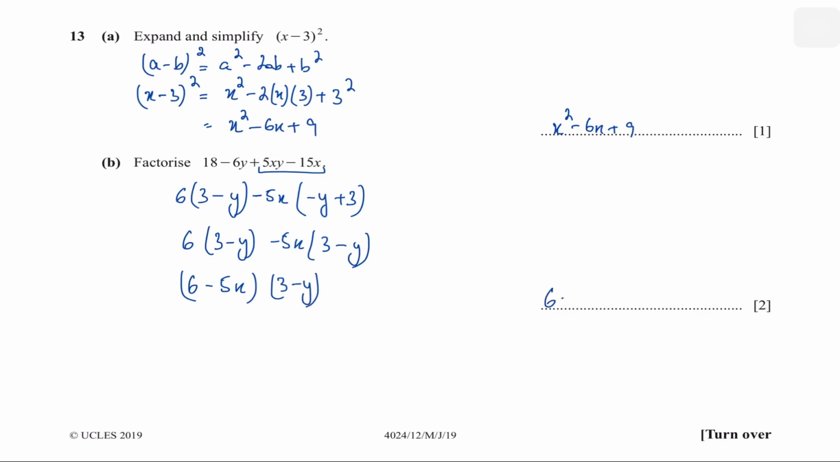So here we have (6 minus 5x) multiplied by (3 minus y). And there you have it. We now have the factorized form of the expression that was given to us in the question.